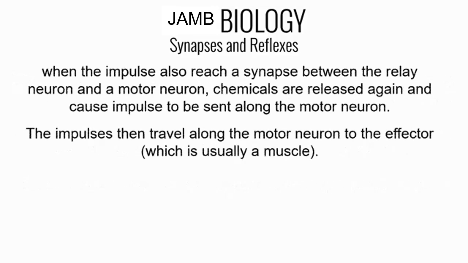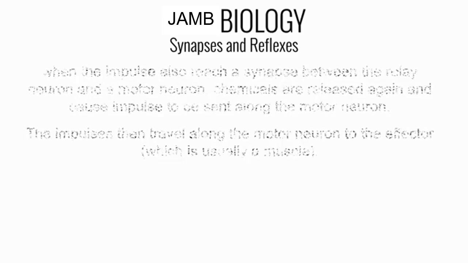Also, when the impulses reach the synapse between the relay neuron and the motor neuron, the same thing happens. The impulses then travel along the motor neuron to the effector, which is usually a muscle. So the muscle then contracts in response to the impulse. Because you don't think about the response, this reflex is quicker than normal responses.